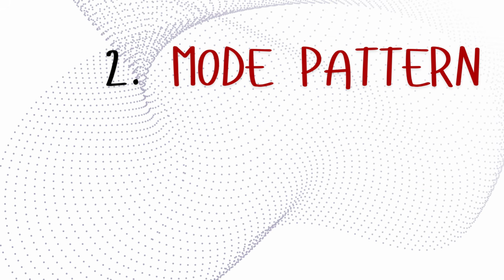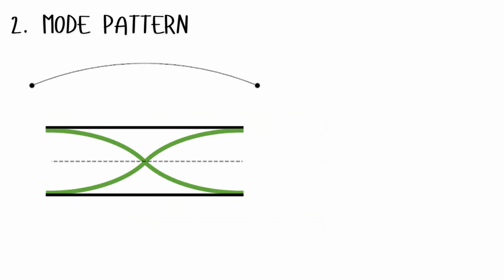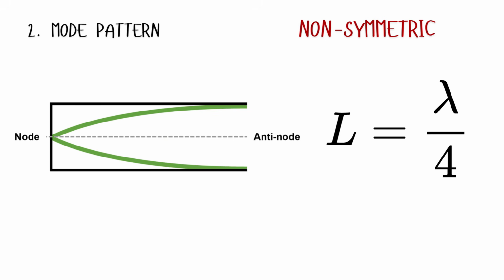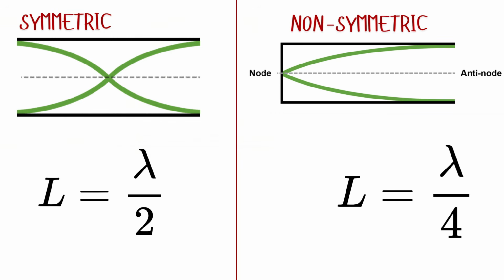The second part you need to understand is the mode pattern. For a symmetric system that's vibrating in its fundamental frequency, half a wavelength always fits inside the system. So L equals lambda over 2. Half a wavelength will fit inside the string or the pipe if you have a symmetric system. On the other hand, if you have a non-symmetric system vibrating in its fundamental mode, a quarter of a wavelength is going to fit inside the tube or string. Here's a side-by-side comparison: L equals lambda over 2 for symmetric, L equals lambda over 4 for non-symmetric.